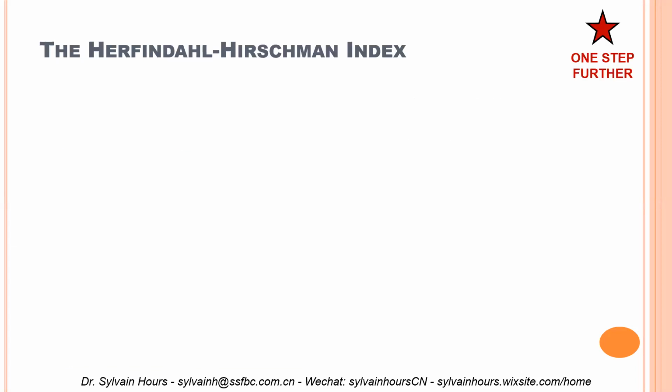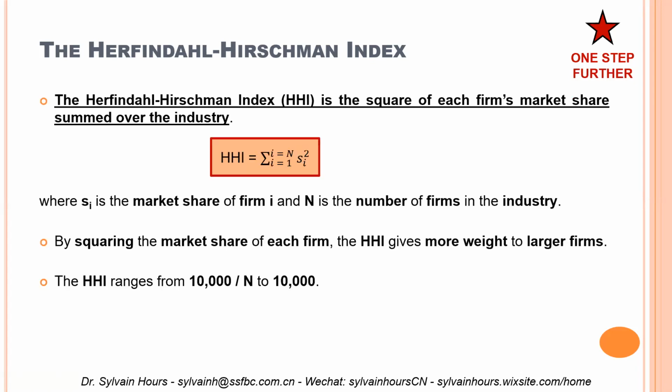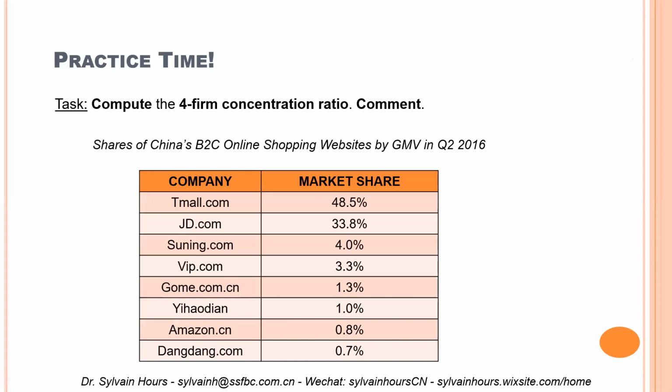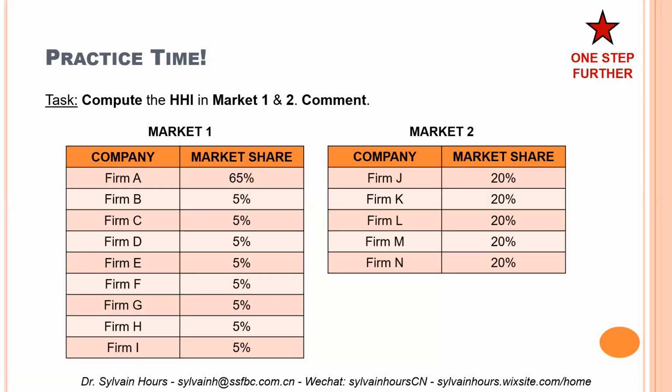The alternative, but this is not tested in A2, is to use the Herfindahl-Hirschman index. But you see you have this one step further star, so I'm not going to talk about that tonight, but you can have a look at the PPT if you want. Of course, you can download it from my website.